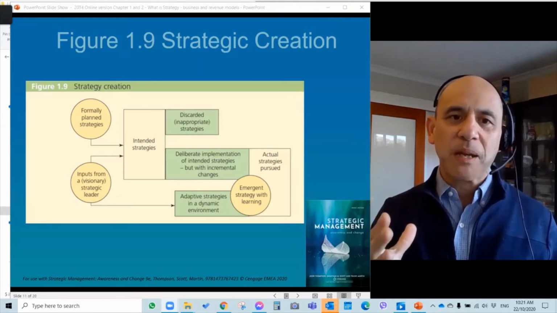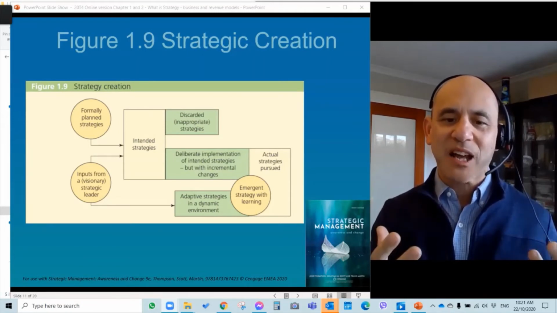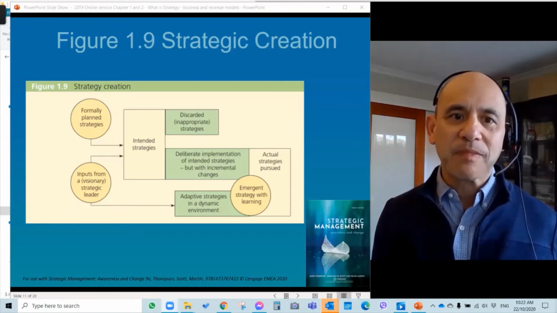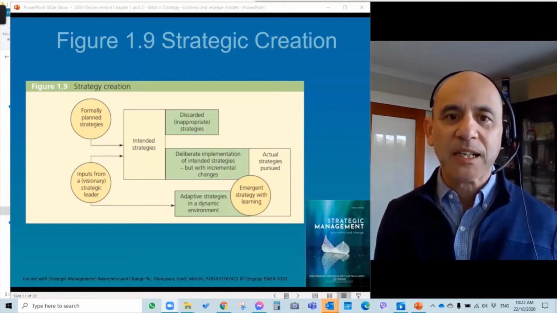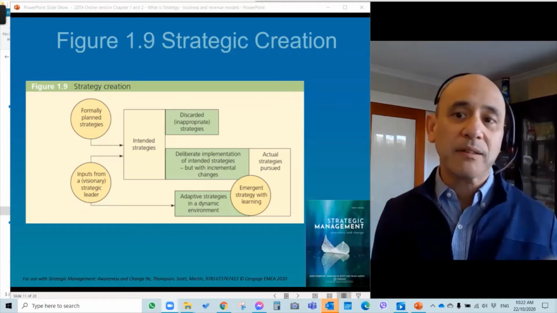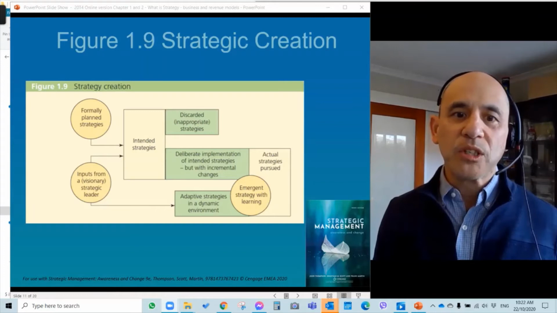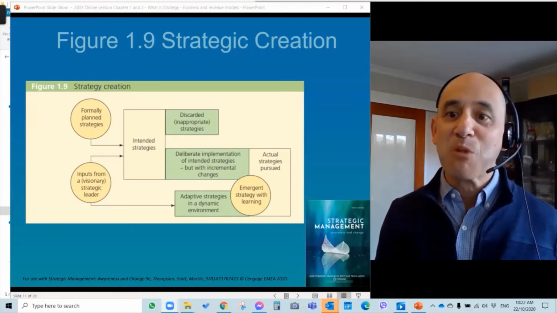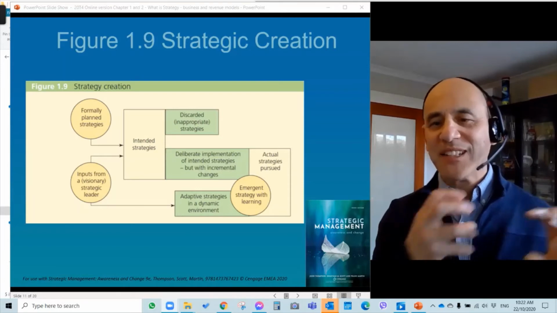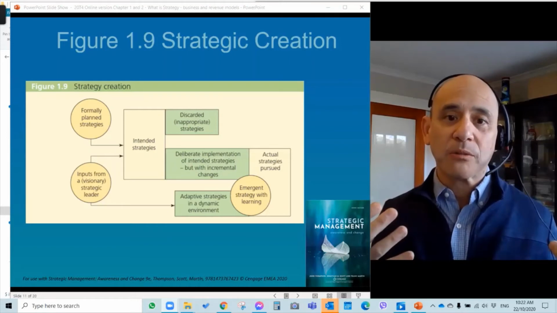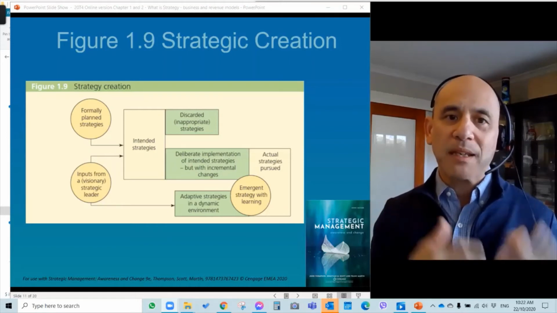And again, this will depend a lot on what's happening. If we find that our intended strategies are not working, we may in fact make some changes to it, as shown by this box here. And that strategy can eventually be very different from our intended strategy. And that's what we call the actual strategy pursued, which is a product of the emergent strategy. In other words, how that intended strategy has been shaped by the leader or by the people within the company to make that change.